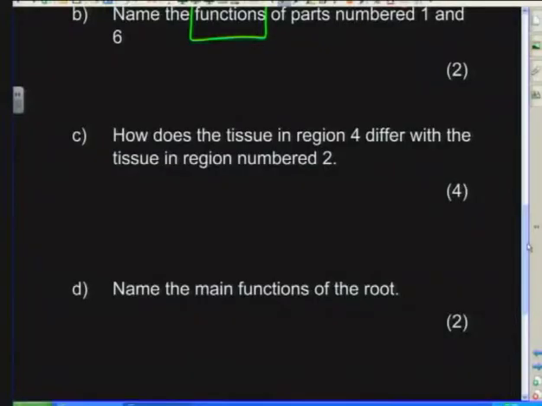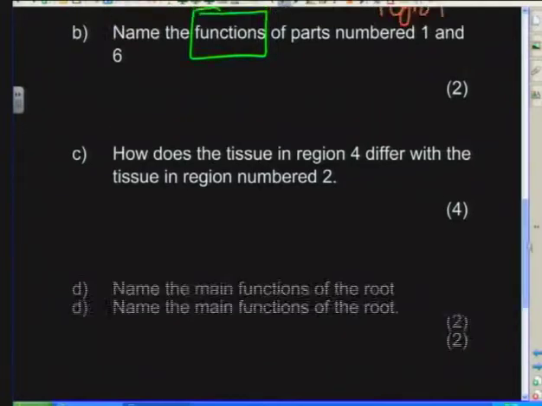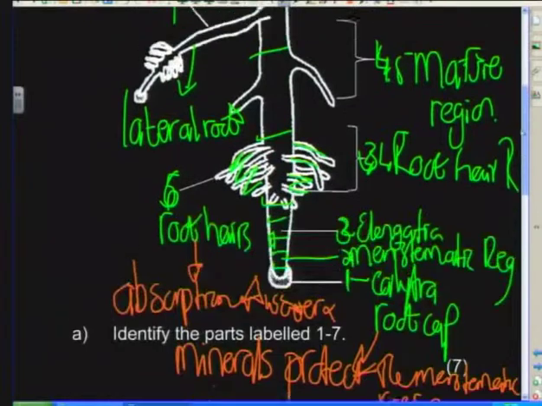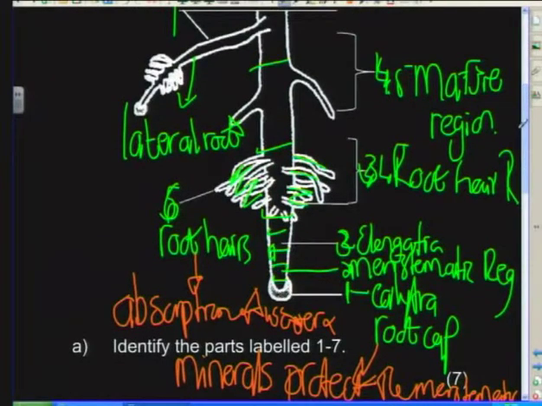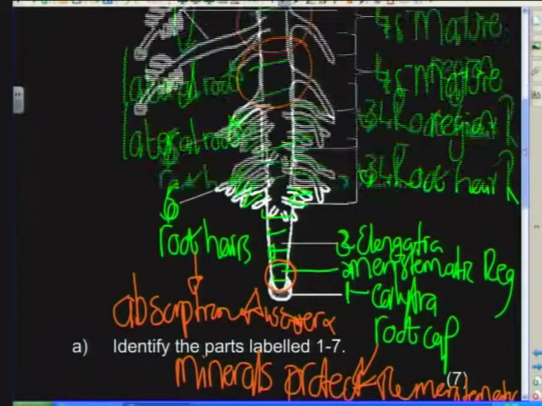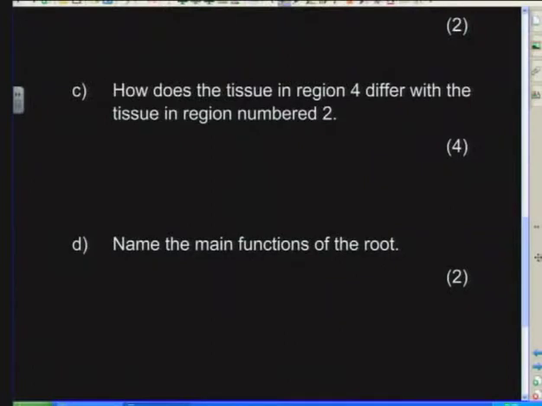How does the tissue in region 4 differ from the tissue in region number 2? Let's go. What are we looking at? Number 2, and here's number 4. What do you think the differences are? Before you even start, number 2 was the meristematic region. And what did I say? What kind of tissue is it? It's embryonic.